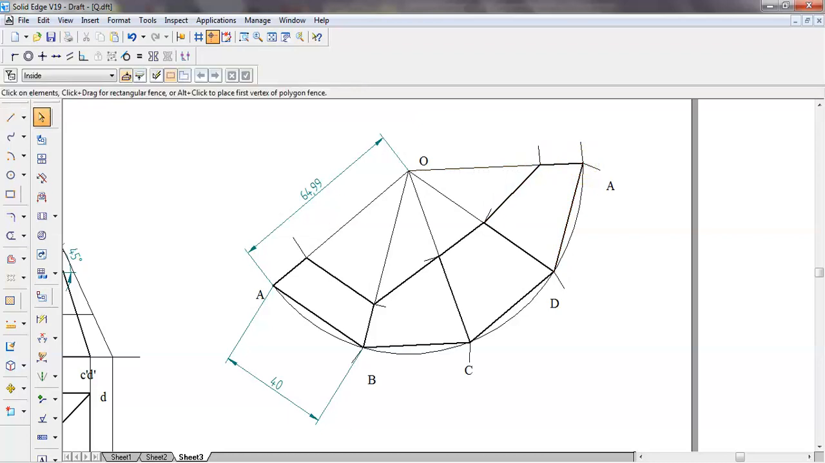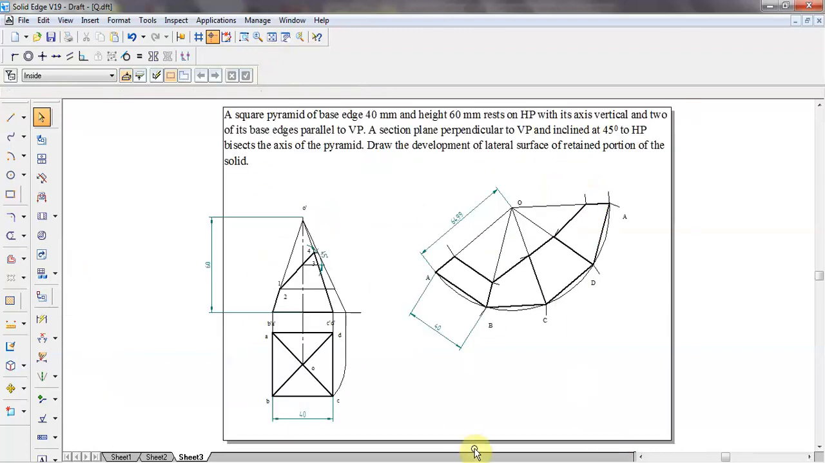So make the lower portion dark and upper portion light. This is the development of a square pyramid, where this is the removed portion, this is the retained portion. So this ends the problem.